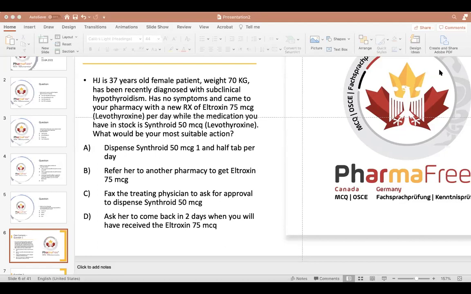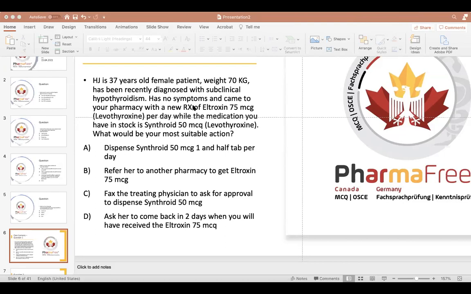So the trick, the thing hidden here in the case, is that this is a new prescription. So what does it mean when you have a new prescription? Is it a high dose to start?